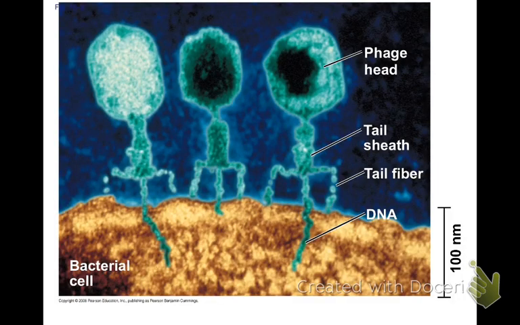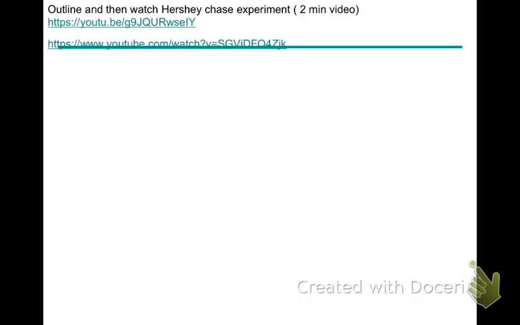Okay, so this is an electron micrograph actually showing you how a bacteriophage can fix itself and inject its DNA into the bacterial cell. Now I would like for you to watch the Hershey Chase experiment, which is a 2-minute video, after I give you an outline.